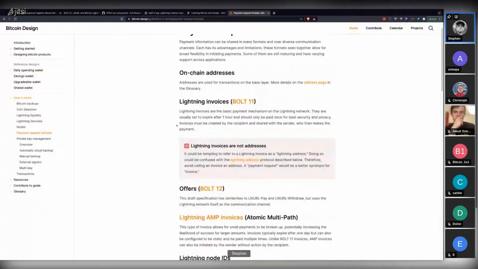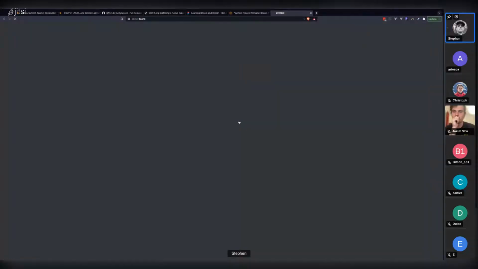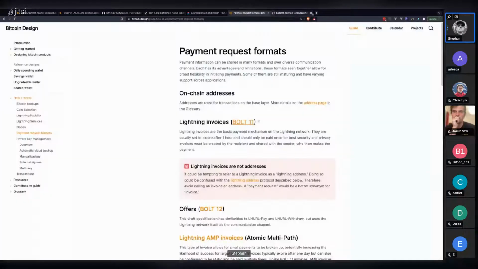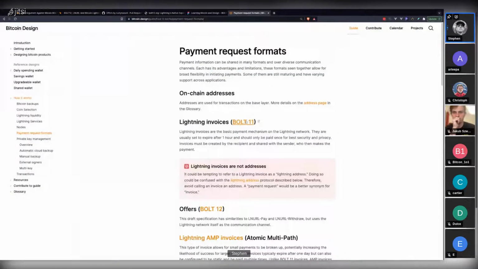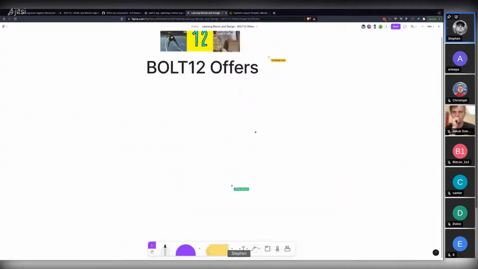I thought there was a QR code here, but I just realized I think that's on the newer version of the page that hasn't been published yet on the website. But basically you get your Lightning wallet, and it's the QR code you see. That's a Bolt 11.